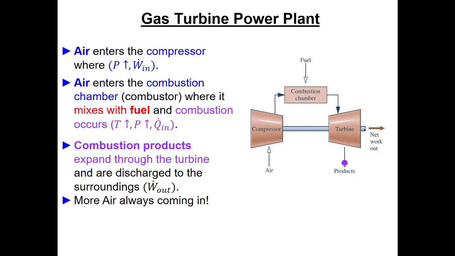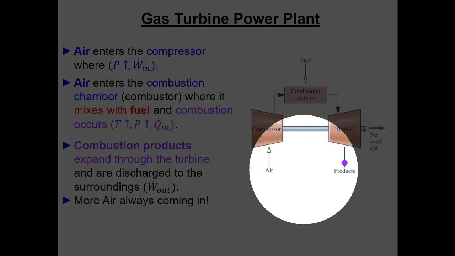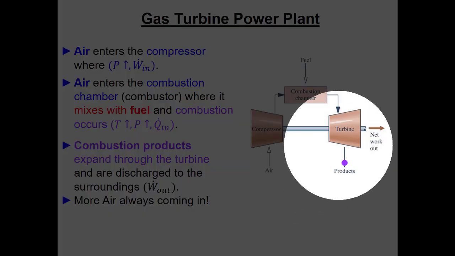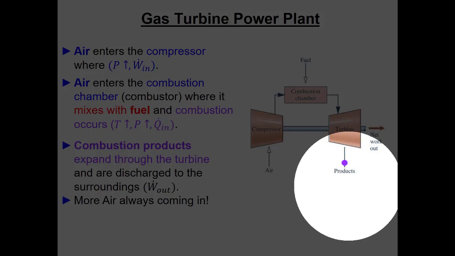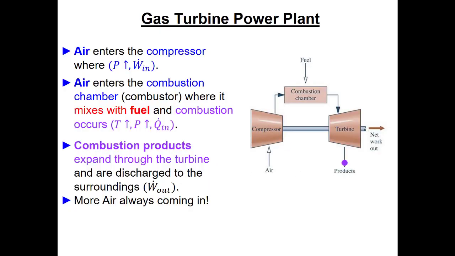There's always more air coming in to the compressor, and there's no real heat exchanger here where we're rejecting heat to the environment. Instead, we just exhaust this hot air coming out of the turbine out to the environment, and then we pull clean air that's at a lower temperature into the compressor.